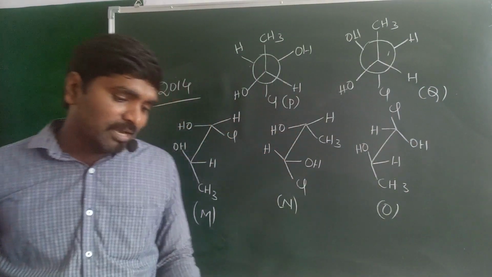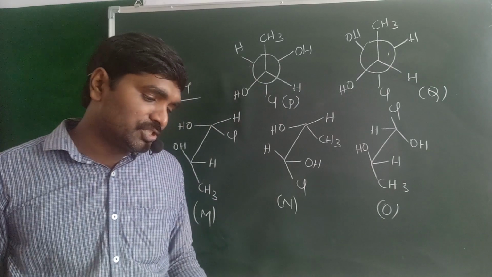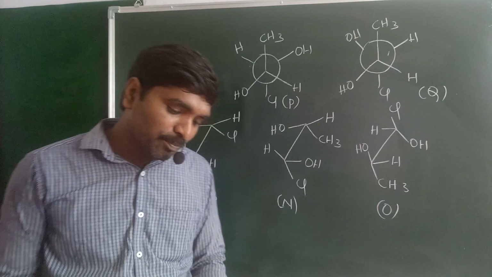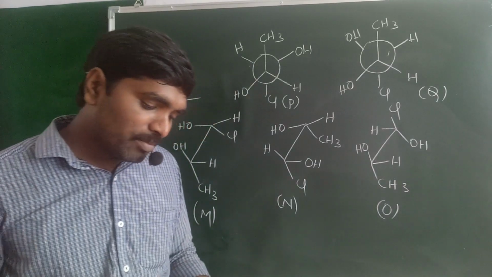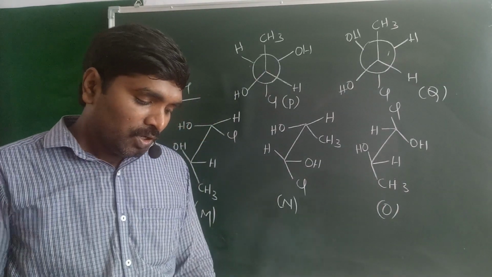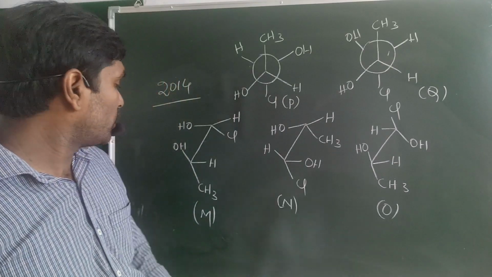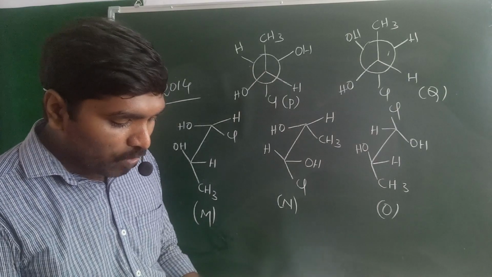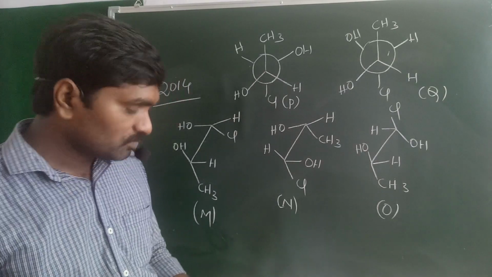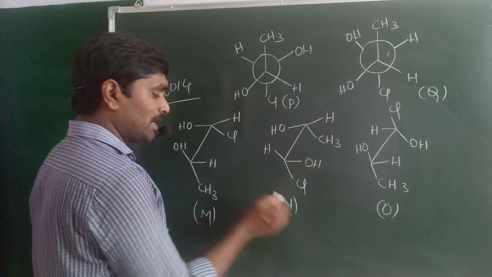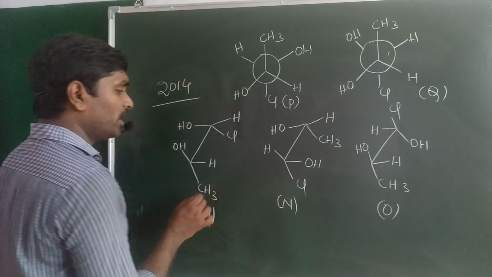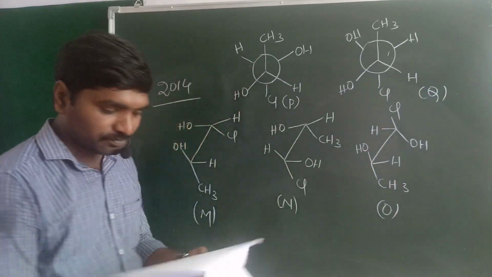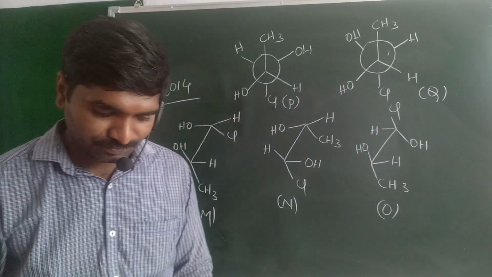So M and N are non-mirror images and stereoisomers. M and Q are identical. M and P are enantiomers. So in total there are five structures: M, N, O, P, Q. What is the relation of N and M? What is the relation of O and M? What is the relation of P and M? What is the relation of Q and M? So that is our question.